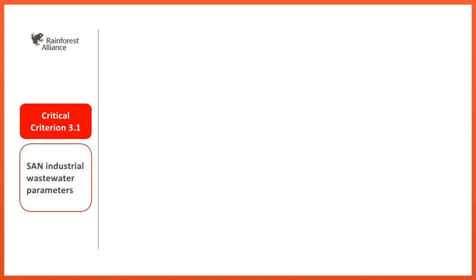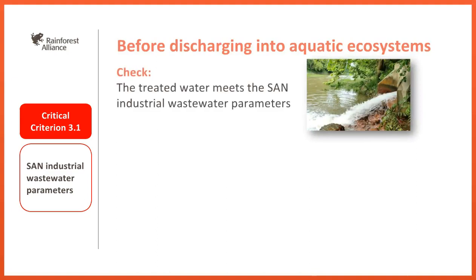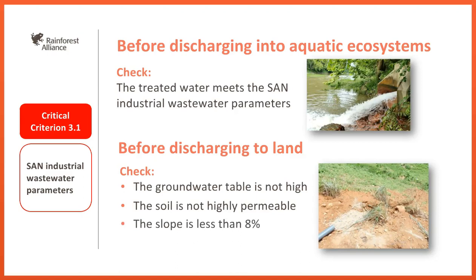Before releasing the treated water into water bodies, you need to make sure that the treated water meets the SAN industrial wastewater parameters. If you want to release the treated water onto land where there is no crop, you need to make sure that the groundwater table is not high, the soil is not highly permeable or very sandy, and the slope is less than 8%.